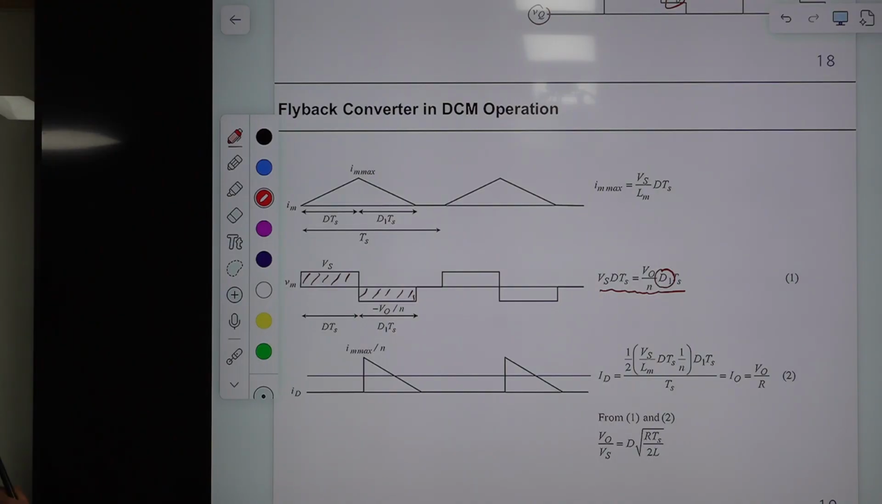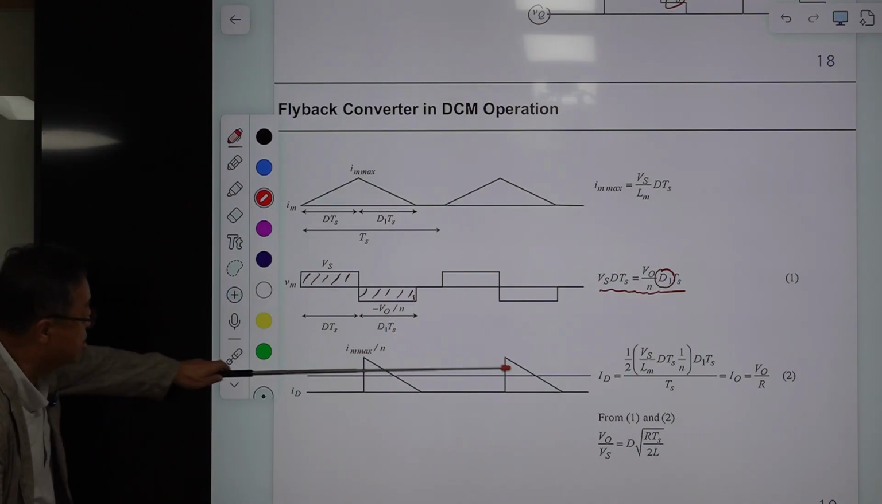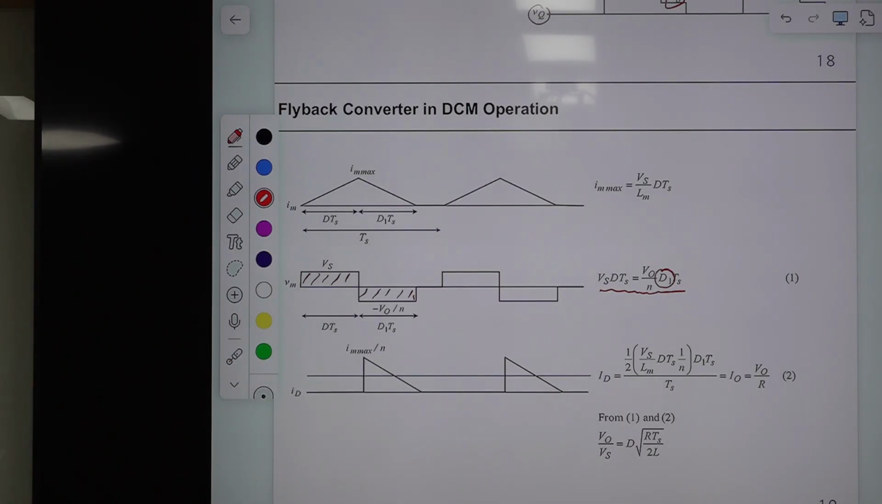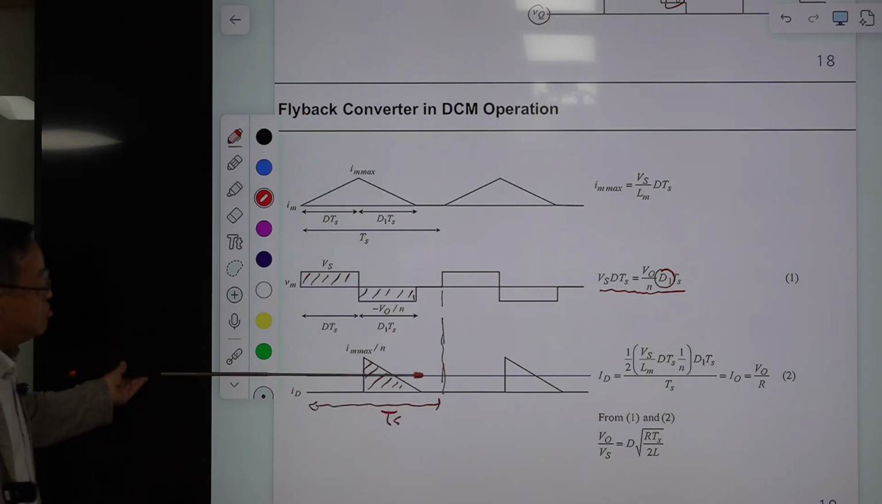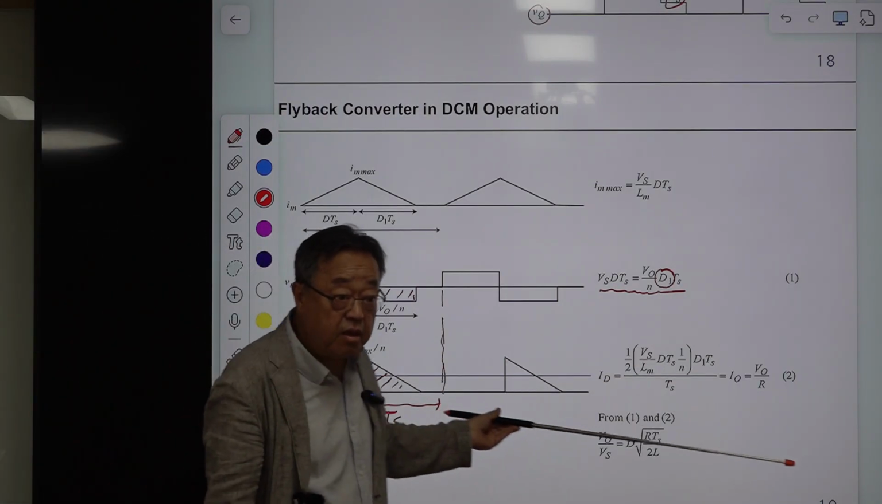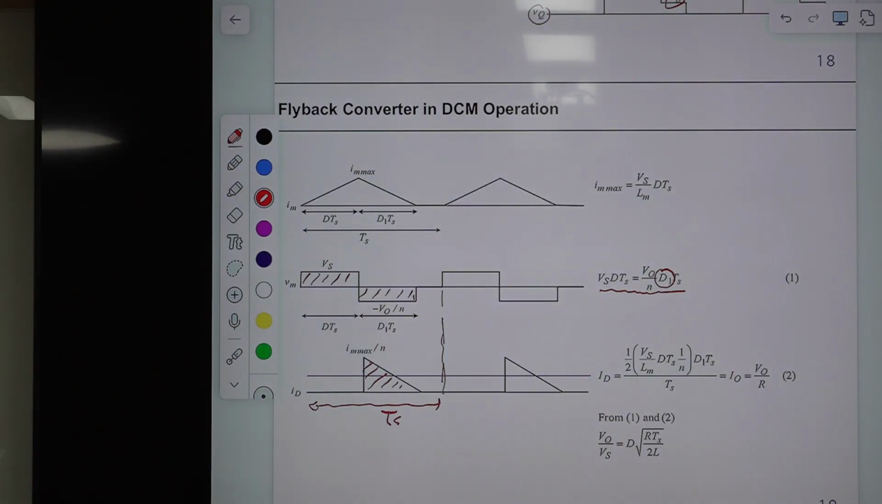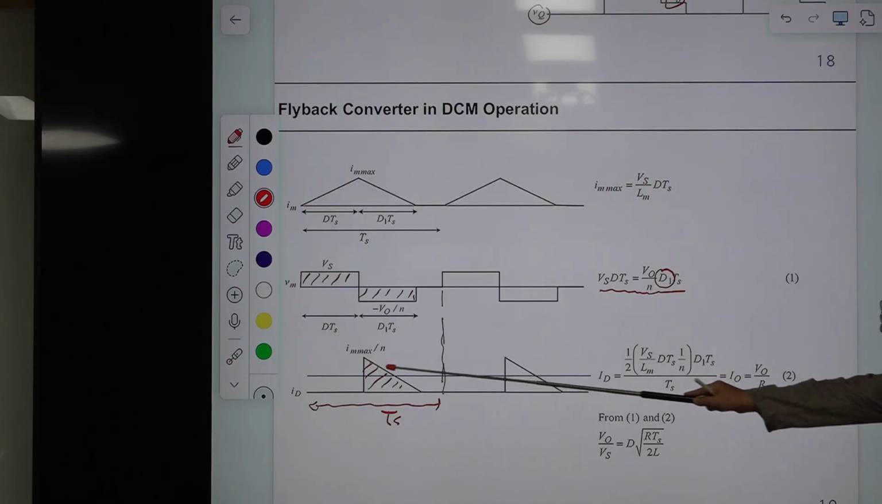Then you need another equation. That equation is this one. The average value of this, you calculate the area of this triangle and divide that by the period TS. That average value should be the same as the load current, because the output load resistor in parallel with the capacitor is supported by the diode current. So the average value of diode current should be the load current, and this is the equation for calculating this.